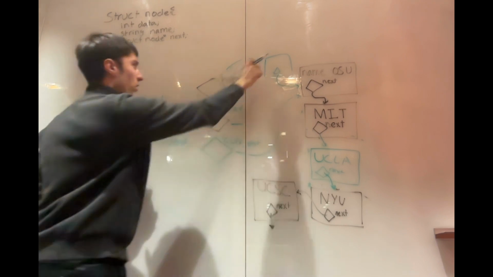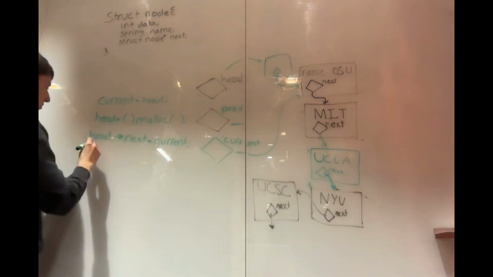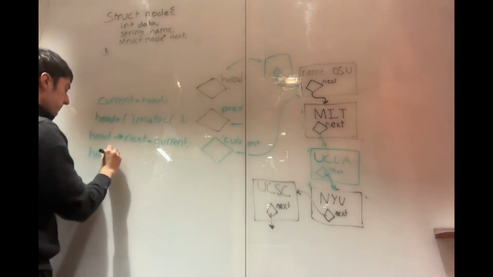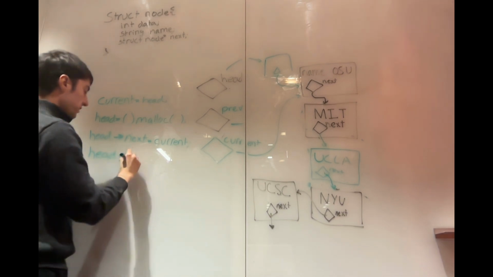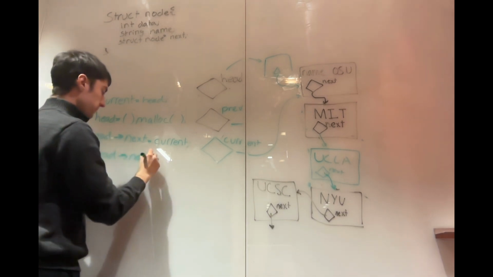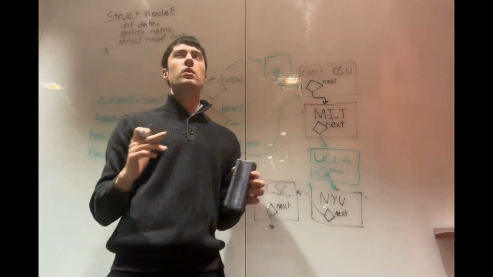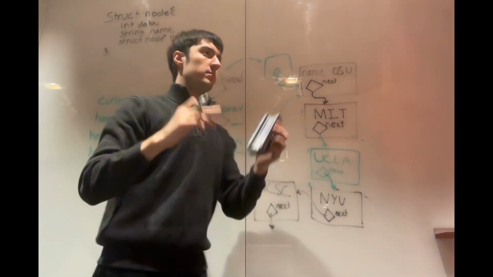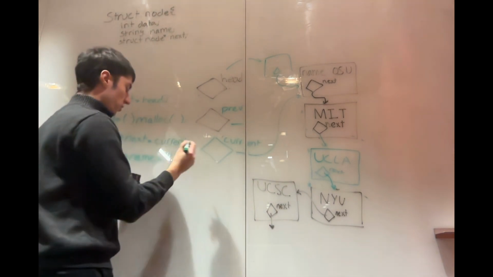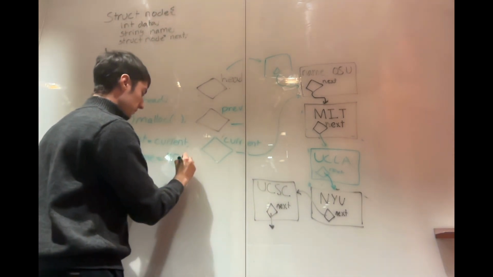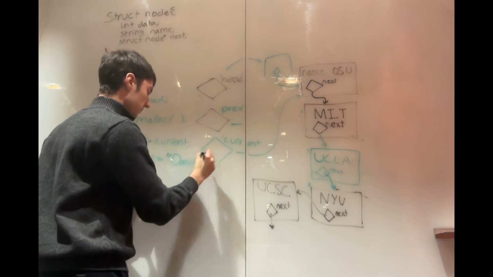That's good. Now I want to put a name right there. So head, access the name element equals, and what's a school? Davis, for UC Davis. There we go.